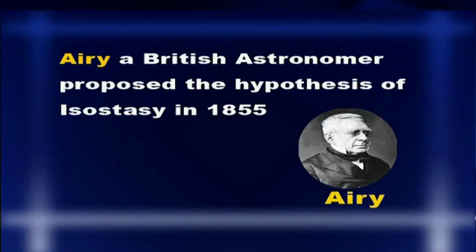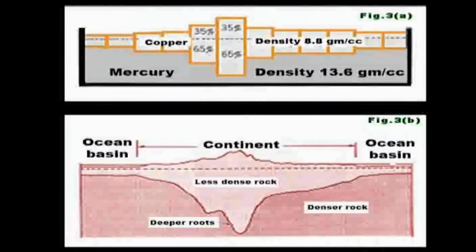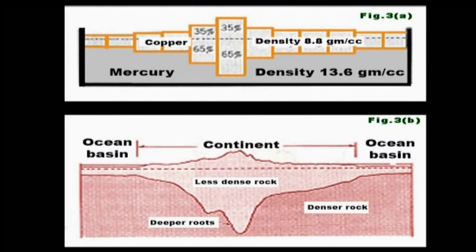Airy, a British astronomer, proposed the hypothesis of isostasy in the year 1855, and it is illustrated by a simple model using floating blocks. For this you have to see figure number 3. Suppose that we take several blocks of a metal such as copper. All blocks have the same dimensions of cross section. They are cut to varying lengths. Because copper is less dense than mercury, the blocks will float on a dish of that liquid metal.